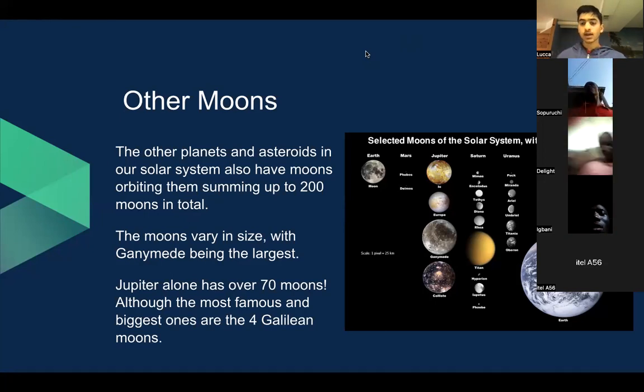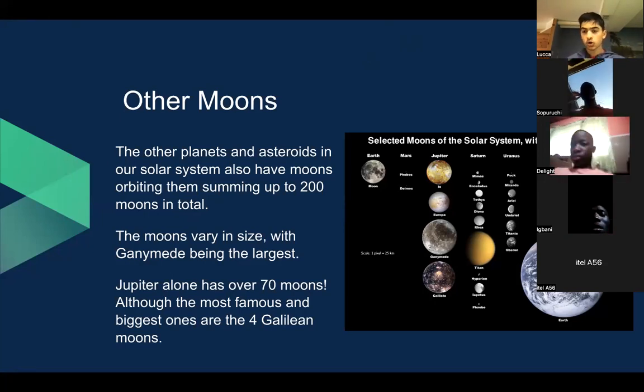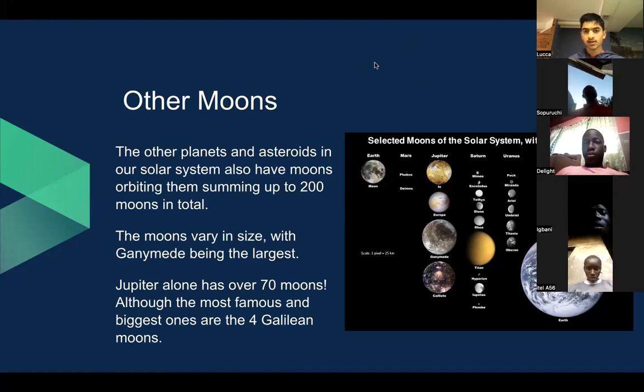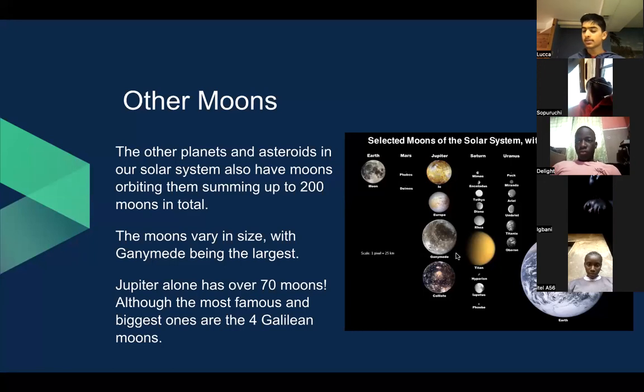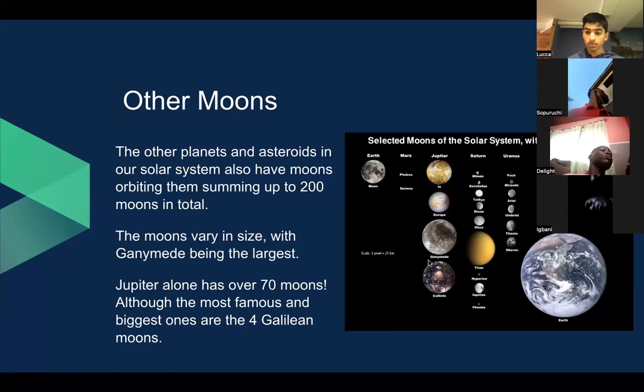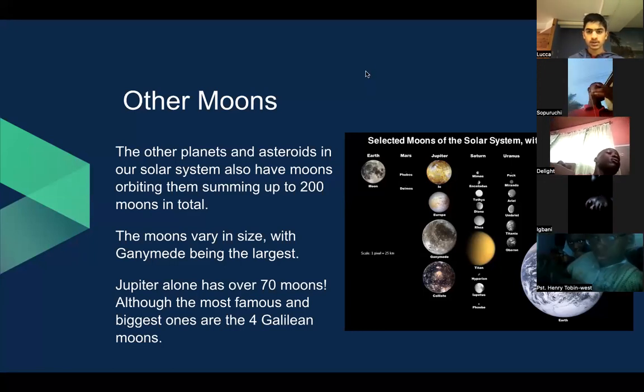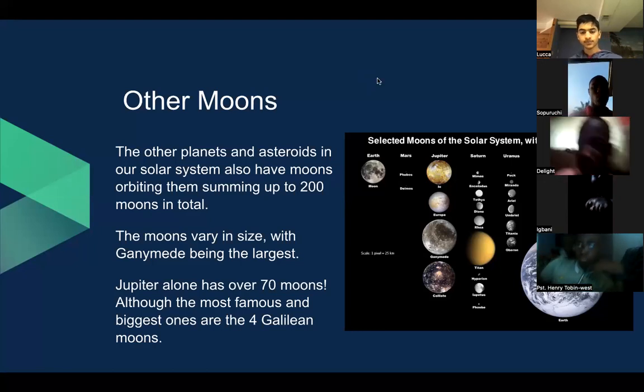As you can see in this picture, these just show the biggest moons in our solar system: Jupiter's 4 big moons called the Galilean moons, Earth's moon, and then the size of Earth to scale. As you can see, Ganymede, Jupiter's moon, is the biggest moon in the solar system, actually bigger than even the planet Mercury. We'll go more into those moons later in the lecture.